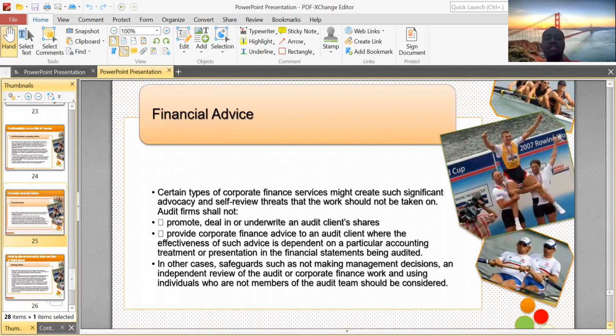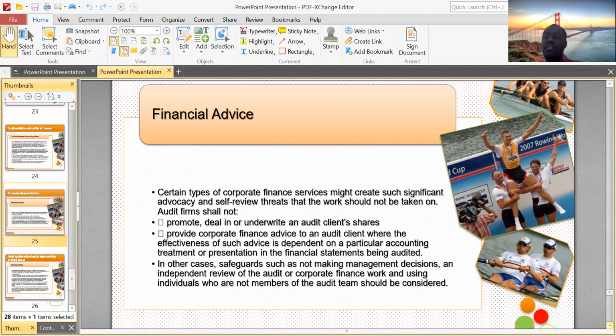Corporate financial advice. There are situations where an audit firm might give financial advice, but they should not do so. Certain types of corporate finance services might create such significant advocacy and self-review threats that the work should not be taken on. So there are certain specific financial advisory services that auditors should not engage in, because it will create advocacy and self-review threats.